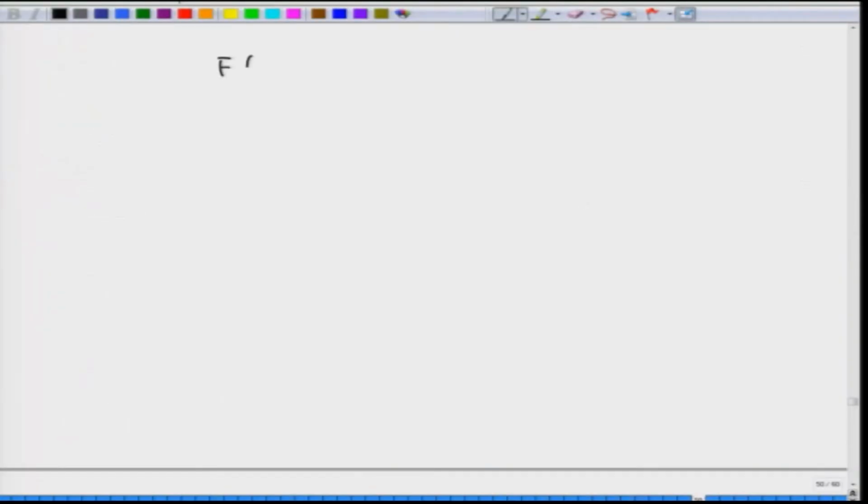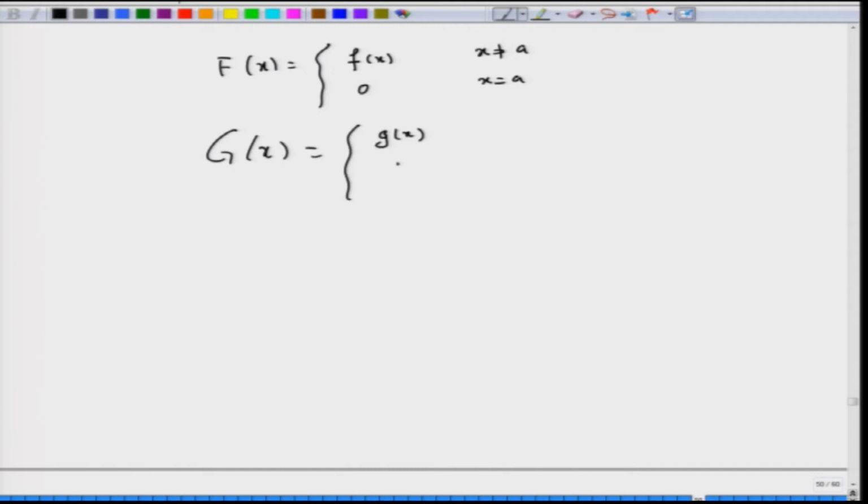So, now let us come to the proof of the L'Hopital rule. What does it say? Now, suppose I define f of x, for x not equal to a, and 0 if x is equal to a, and g of x equal to g of x for x not equal to a, and 0 if x is equal to a.